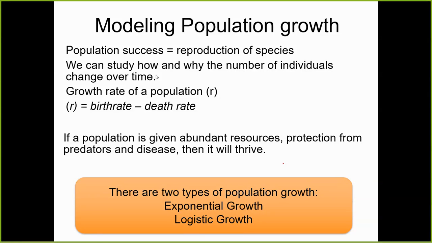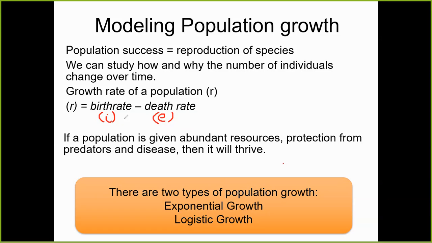A simple term for looking at the growth rate of a population, lowercase r, is we just take the birth rate. And by the way, inside the birth rate, we are also going to be including immigration, and then minus the death rate. And of course, the death rate is also going to include emigration. So birth rate and immigration, add those two together, minus your death rate plus your emigration.